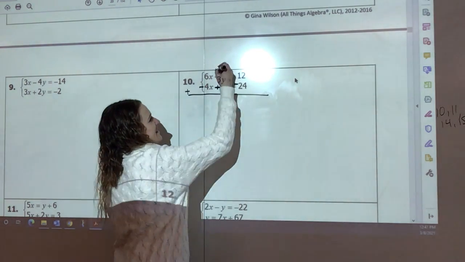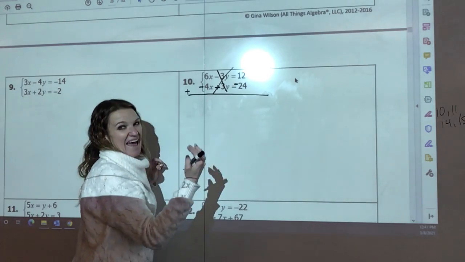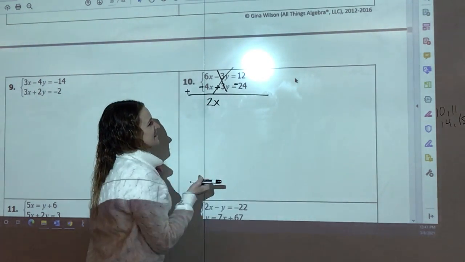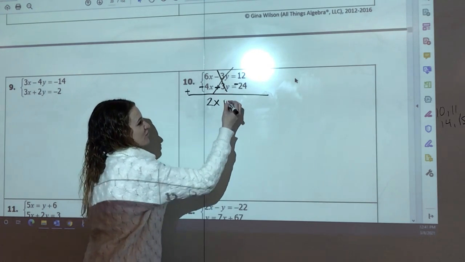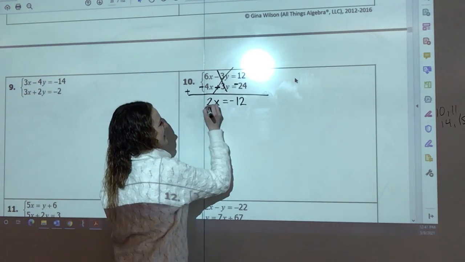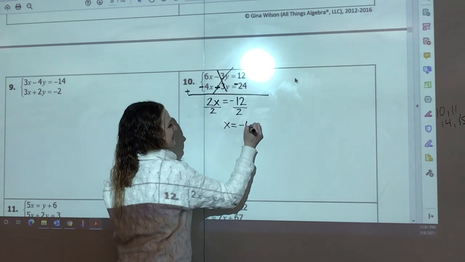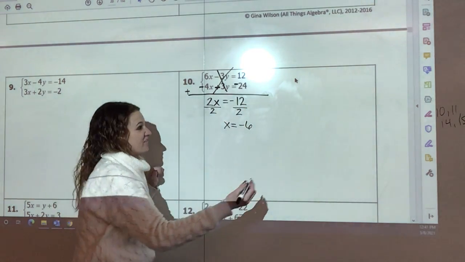Now that I did that, I can cross off my y's and add down. 6 plus negative 4 is a positive 2x. 12 plus a negative 24 gives me a negative 12. And when I divide both sides by 2, my x is going to equal negative 6. All right, that gives me half of my solution.